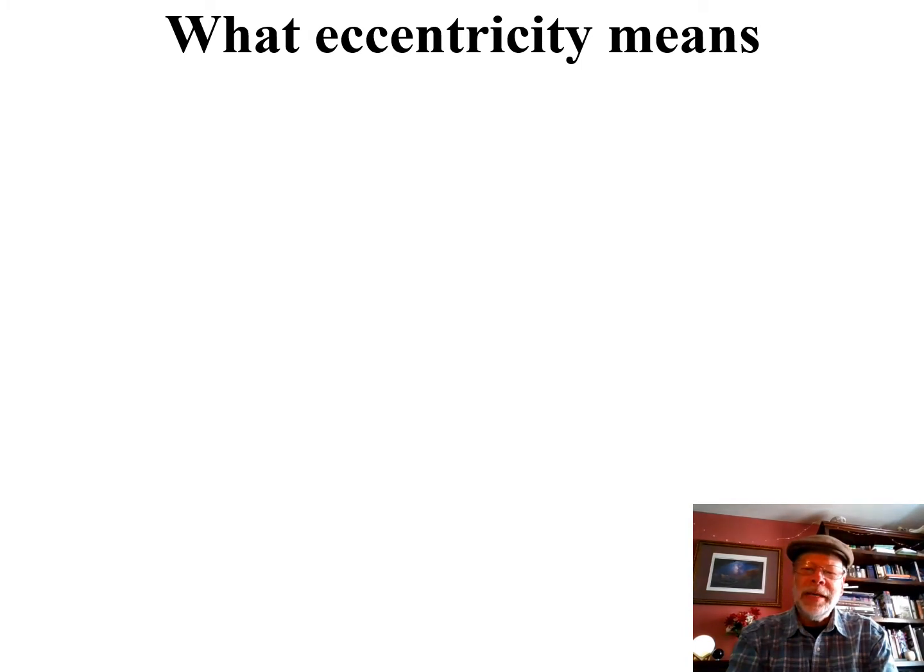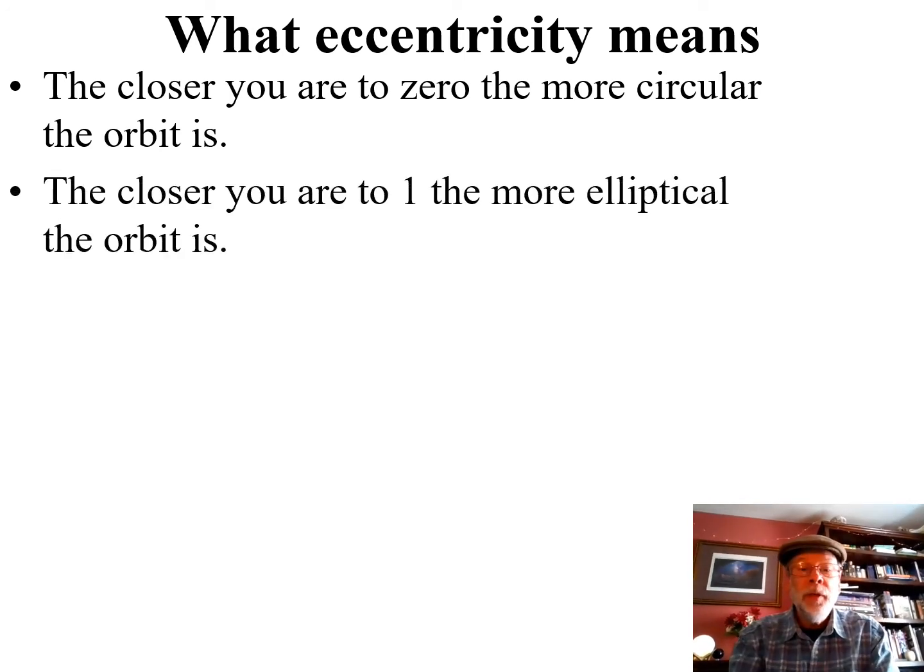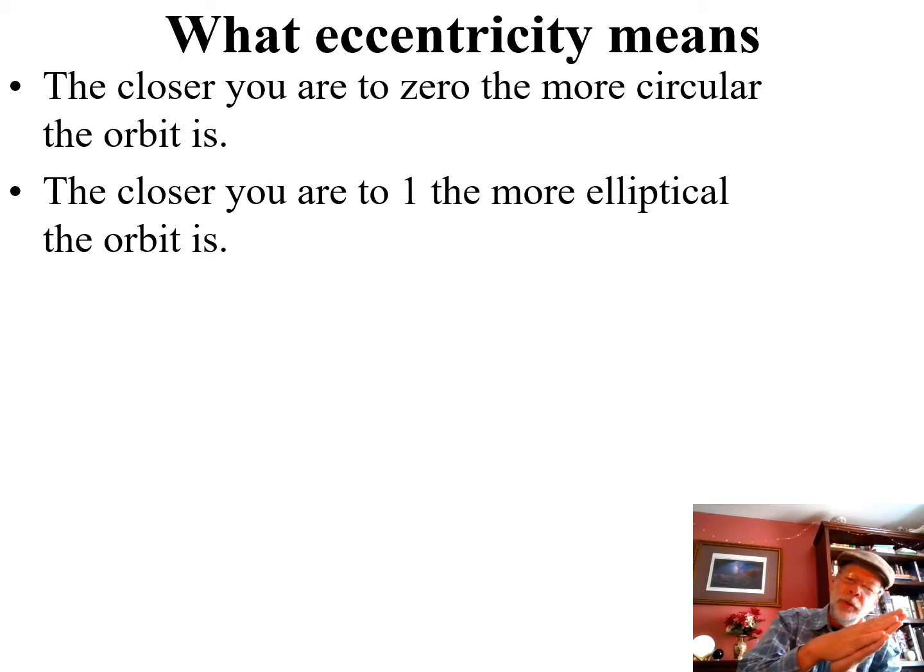Let's talk about what eccentricity actually means. In terms of the numbers, the closer you are to zero, the more circular the orbit is. Now, if you look at the number 0, it looks like a circle. This is easy to remember. The closer you are to 1, the more elliptical the orbit is. And as a matter of fact, once you've squished the ellipse all the way down, you actually have something that looks like the number 1.